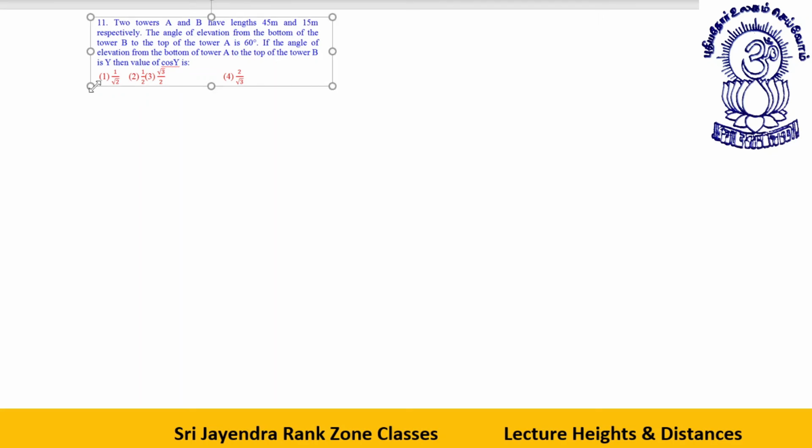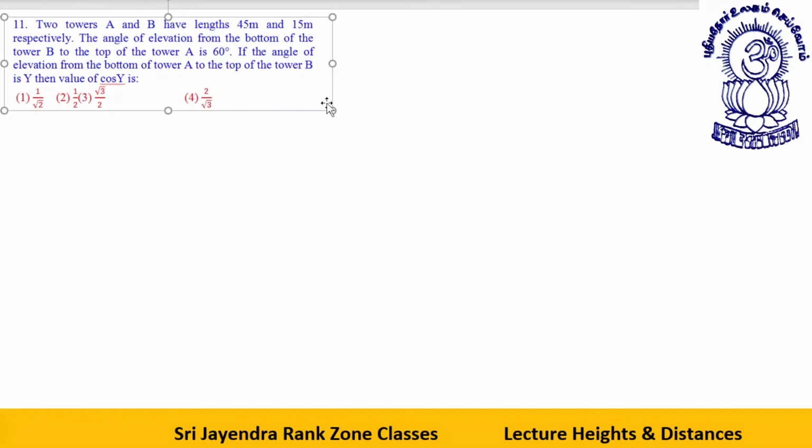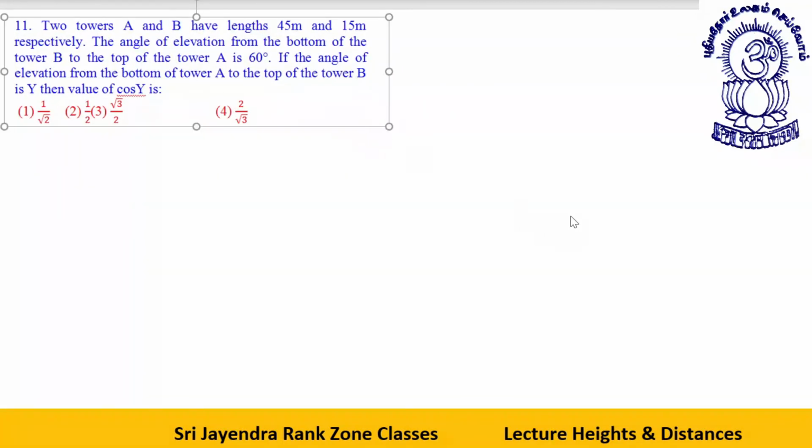The next is: two towers A and B have length 45 and 15 meter respectively. The angle of elevation from the bottom of the tower B to the top of the tower A is 60 degree. If the angle of elevation from the bottom of tower A to the top of tower B is y, then the value of cos y is c.